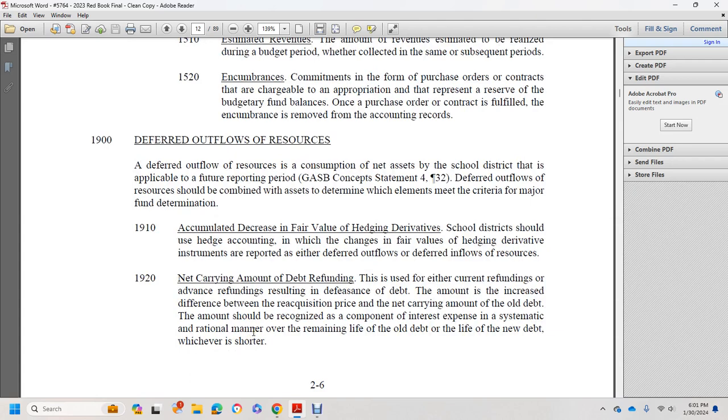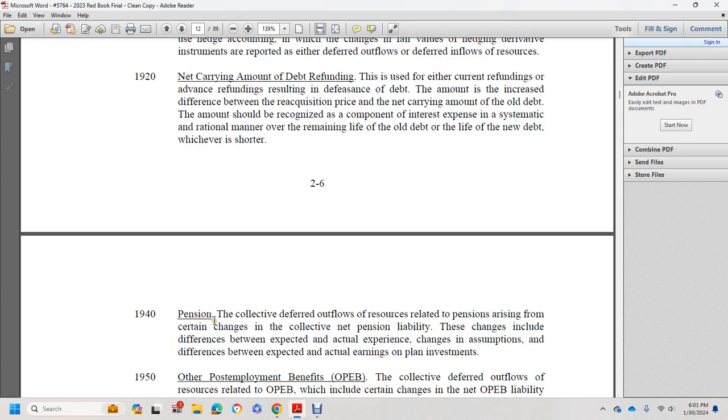1920. Net carrying amount of debt refunding, either current refunding or advance refunding: as a result of the defeasance of the debt, the amount is the difference between the reacquisition price and the net carrying amount of the old debt. It should be recognized as a component of interest expense in a systematic, rational manner over the remaining life of the old debt or the life of the new debt, whichever is shorter.